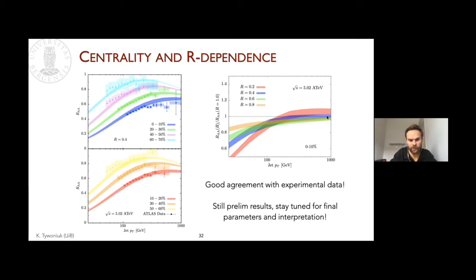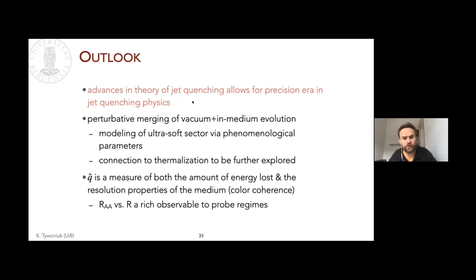But just to give you a flavor, putting all these ingredients together also gives you this important trait, which is the flattening of the RAA at high pT. It looks like the jet RAA is basically completely flat up to very high pT. Sorry for going slightly above time. I just want to give an outlook: advances in the theory of jet quenching, in this intermediate hard regime, allow us to go into a precision era in jet quenching physics, and we are looking forward to extending that program.